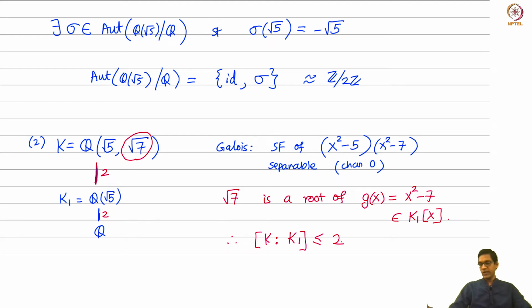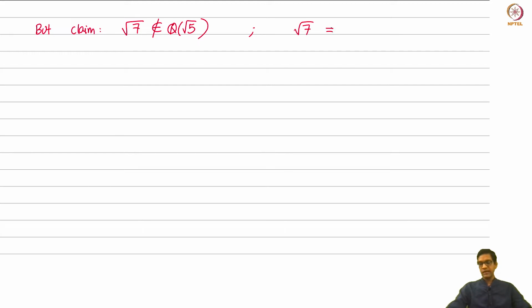Okay, it's at most a degree 2 extension, but I claim it can't be a degree 1 extension. In other words, this element that we adjoined cannot already be inside this field Q(√5). Okay, why is this? Well, this is one of those nice little proofs like root 2 is irrational and so on. Suppose not, you would try and write.